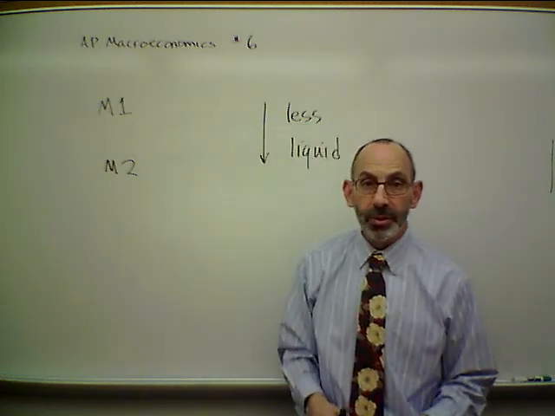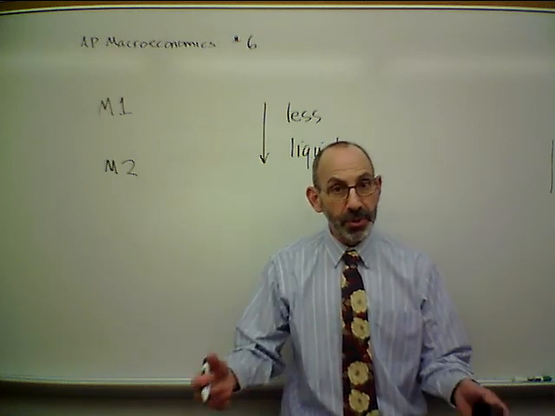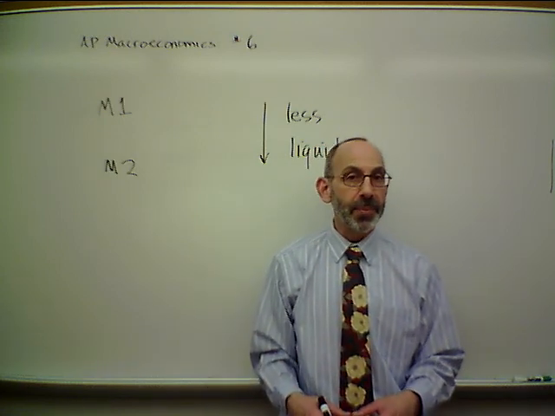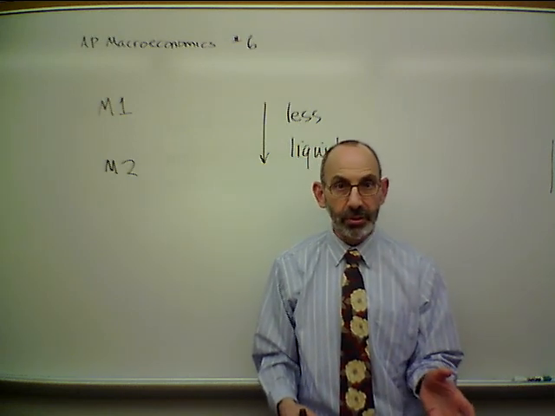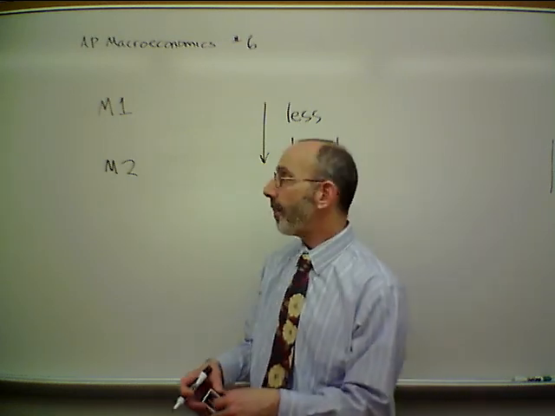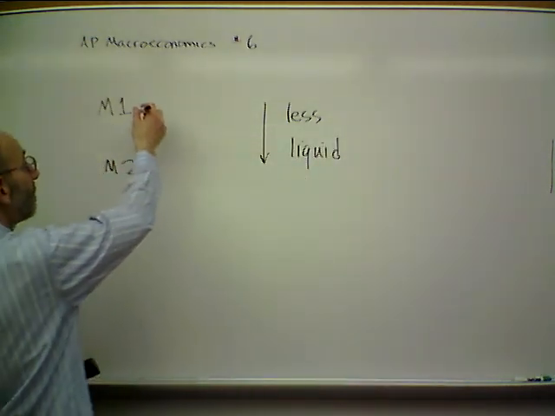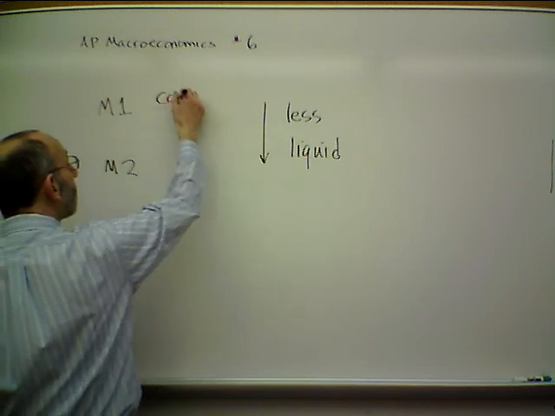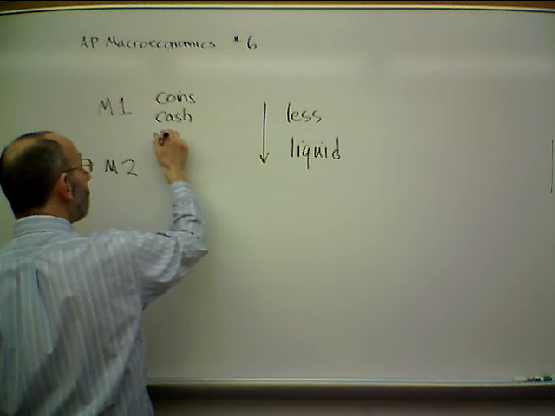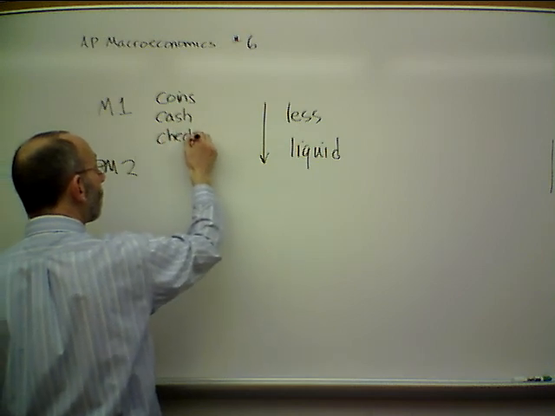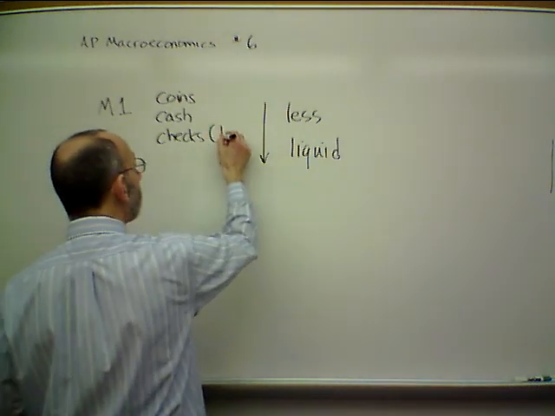Liquidity is a term that we use to describe how easily money can be used in a transaction, or something can be used in a transaction. Is it something that can be used instantaneously, or does it require some type of transformation that will take some amount of time? So in this case, M1 is a simple thing, things that we can use: coins, cash, or checks, which would be demand deposits. We call these demand deposits.